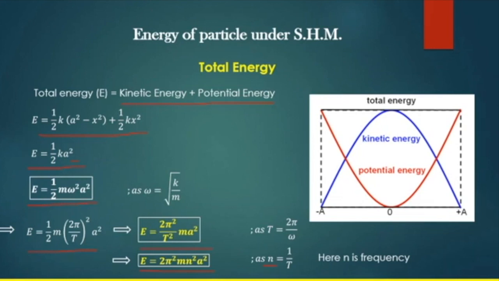From the graph, you can see that at the center, the potential energy is 0 and the kinetic energy is maximum. As the particle moves towards the end position, that is the maximum displacement, the potential energy increases and reaches the maximum at maximum displacement, while the kinetic energy becomes 0 and the total energy remains the same throughout the motion.